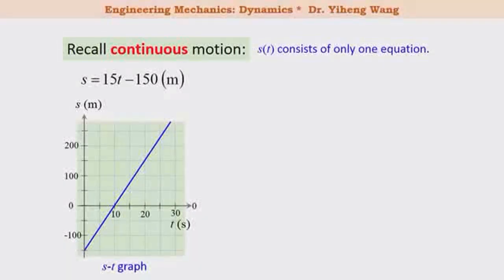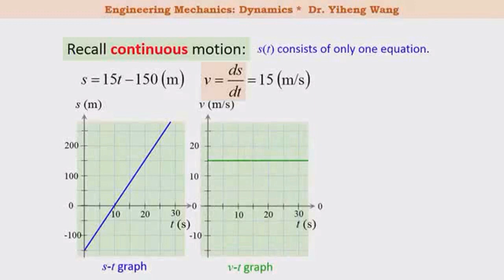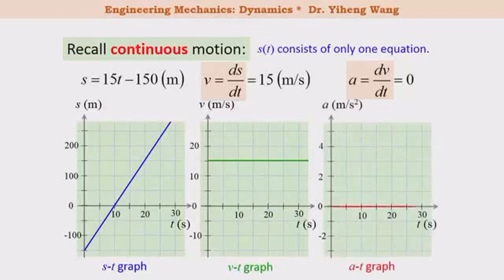We can do the differentiation and find out that the velocity equals ds over dt, which is a constant 15 meters per second. We can graph this constant function, and that's the vt graph, which shows the relation between velocity and time. And lastly, we can do differentiation again and get acceleration a equals dv over dt, which is a constant 0. And we can graph this constant function as well and get the at graph, which shows how acceleration changes with time in general, but in this case, acceleration is 0 at any time.